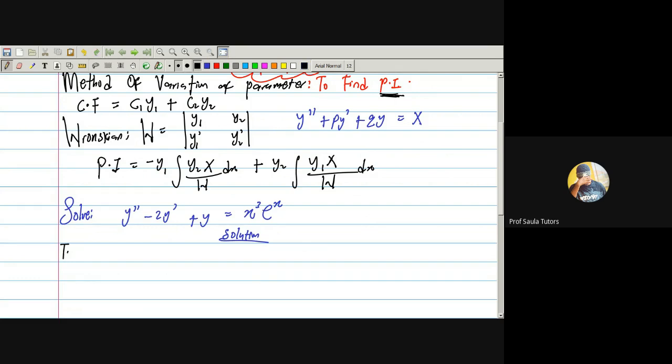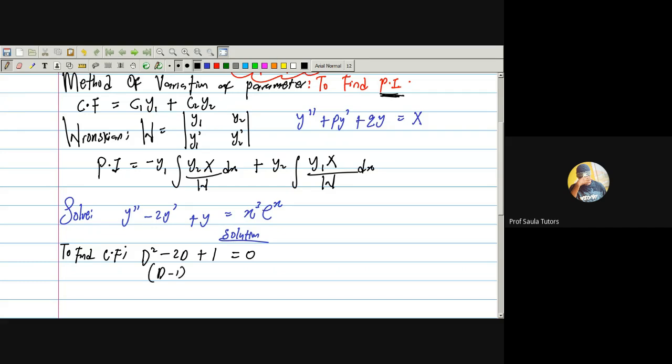To find our complementary function, CF, don't forget we use the D operator. Let's put this in terms of the D operator. What do we have? D squared minus 2D plus 1, then we say equal to 0. This is what we do to find our CF. Remember, this we have already solved before. So let's find our CF this way. Remember, what you're having here is what?